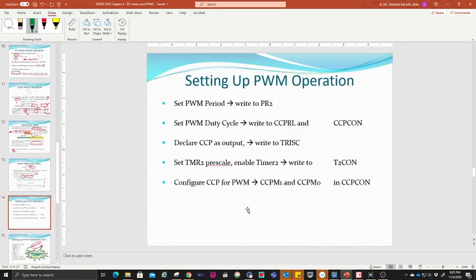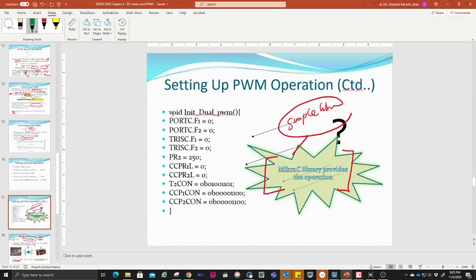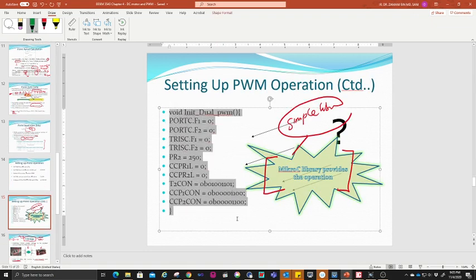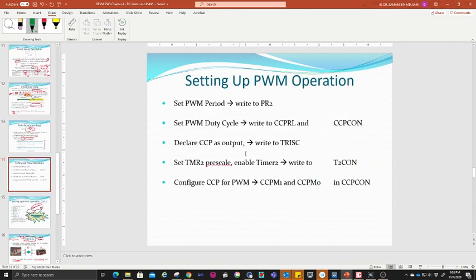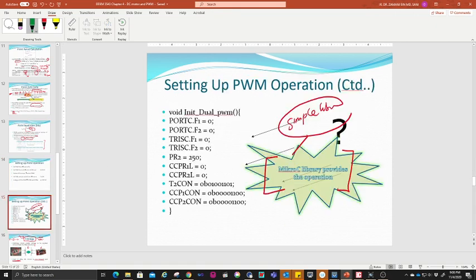This is the old version of how you set up your PWM by writing out the program like this, but we are not going to do this anymore. This is actually the process of how you set up your PWM, so we are going to skip this one. We are going to use the library directly from MikroC, and you need to understand how to use and get the library from MikroC.